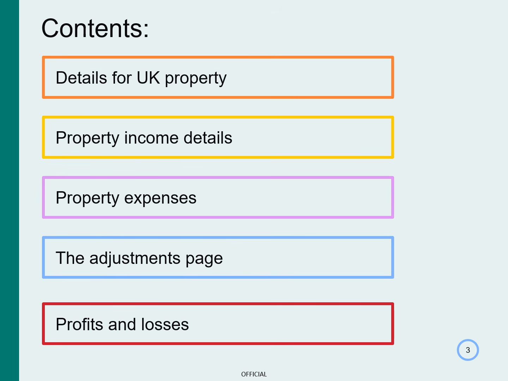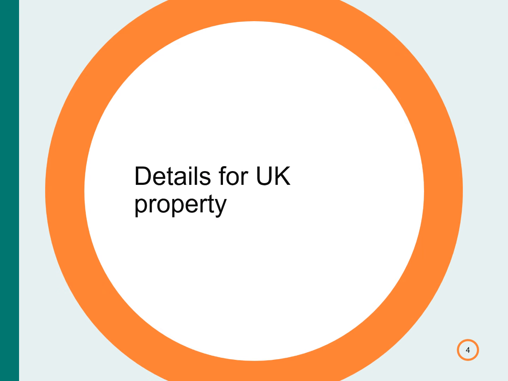In today's webinar, we'll look at details for UK property, including rent a room relief, joint lettings and furnished holiday lettings, or FHLs, property income details, property expenses, the adjustments page, and the profits and losses page. We'll start with the details for UK property page.